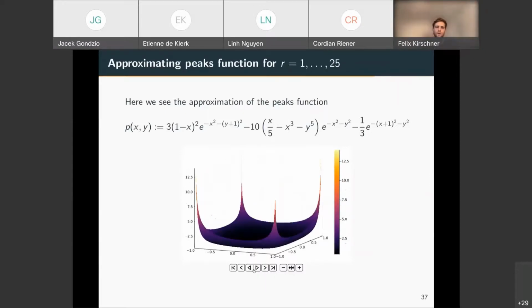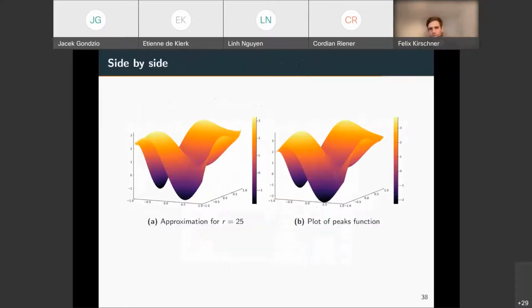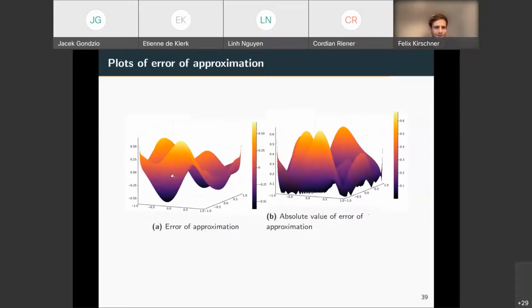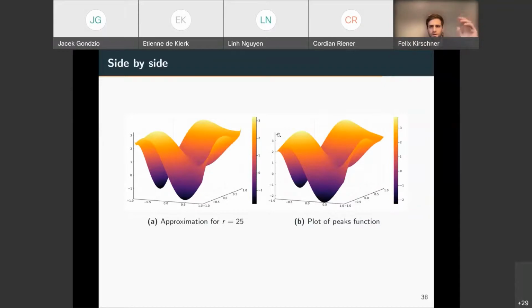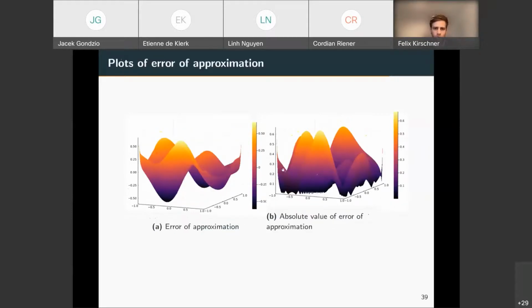Looking at the actual approximation of level 25 compared to the plot of the function, this is what we get. When I first saw that, I thought, okay, this looks really good. At least the shape works. But if you plot the absolute value of the error, it is not that good for that level. It seems like to get a really good approximation, you need to go a lot higher in the level. For some values, you get an absolute error of 0.6, and it's not like we have huge function values. So this is also not as nice to look at.